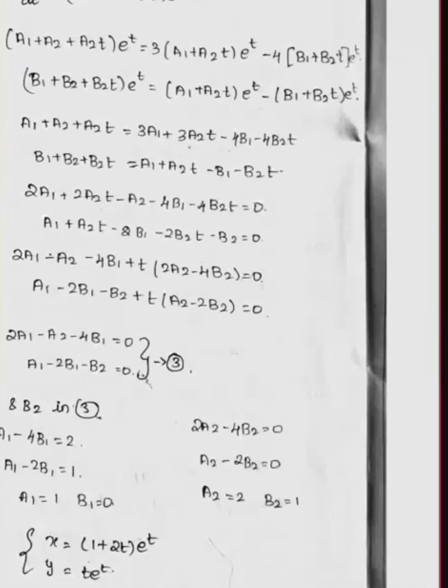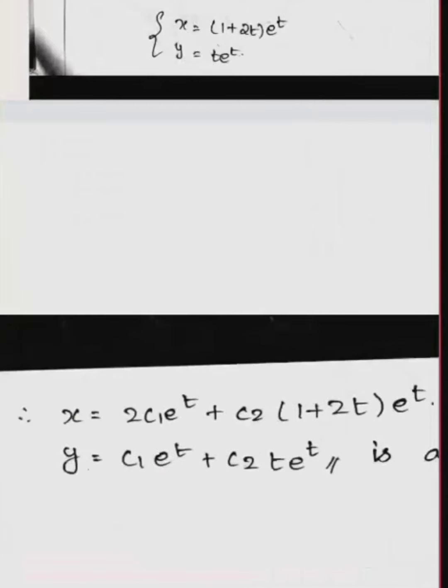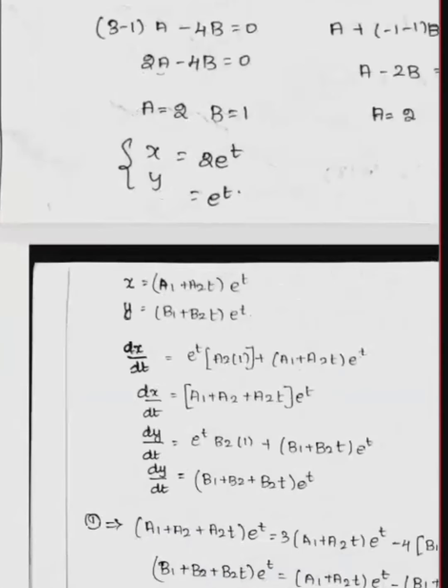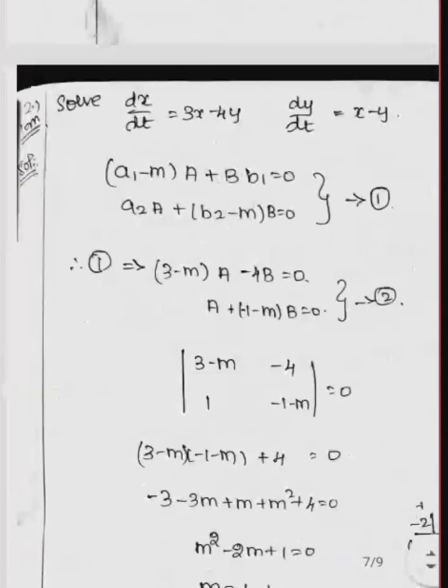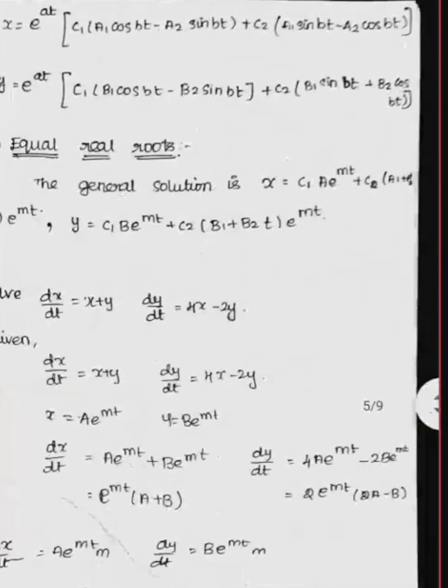But finally you can write it as C1 into that term and C2 into that. So you have to write the general solution. The normal form for the real and equal type formula is C1 into A into e to the power mt plus C2 into A1 plus A2t into e to the power mt. So already you derived the second solution, that is the C2 solution. You have to write C1 here.